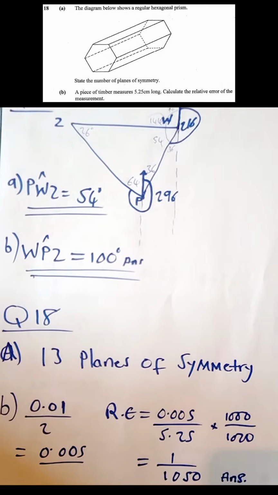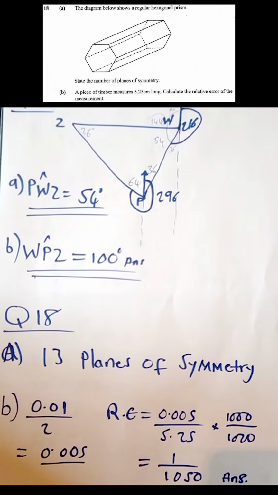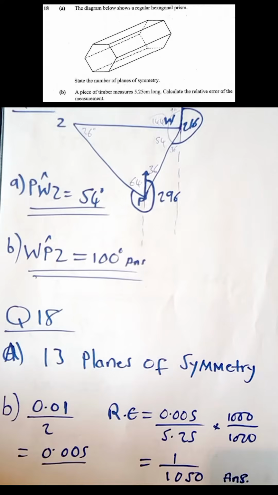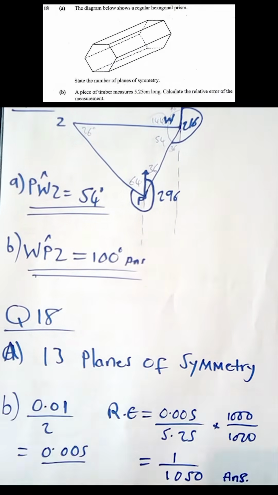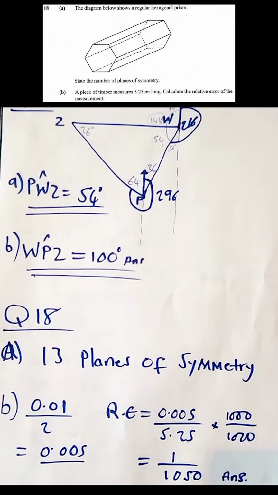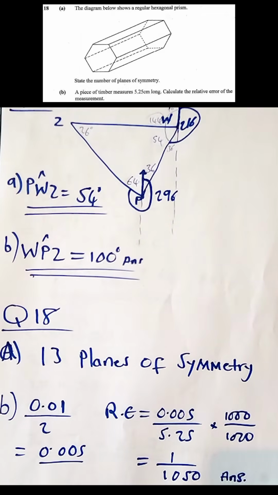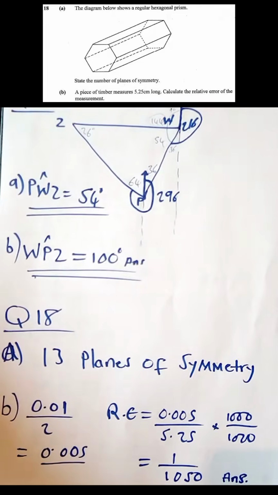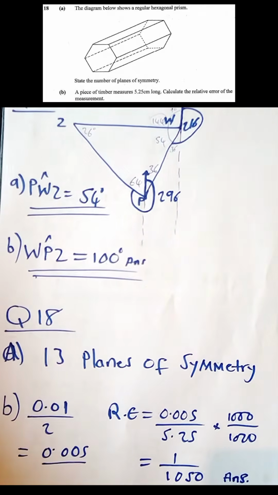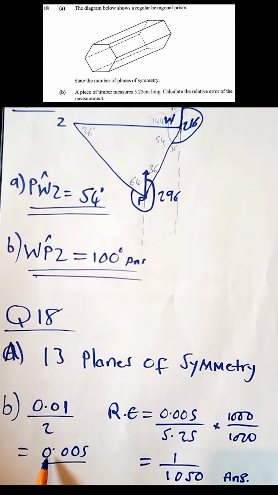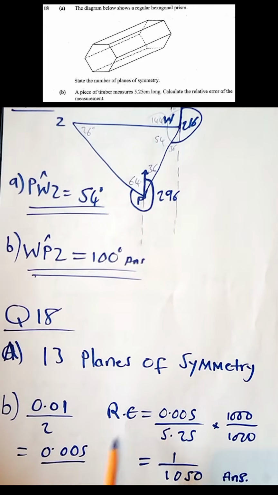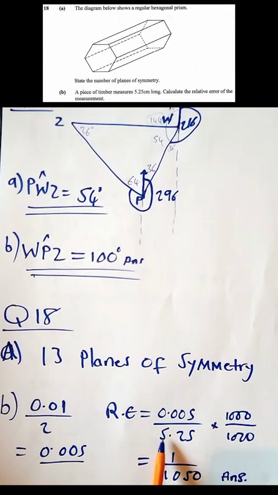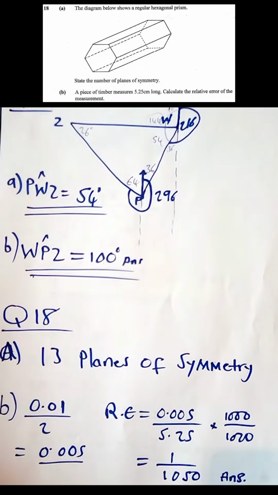We come to question number B. A piece of timber measures 5.25 centimeters long. Calculate the relative error of the measurement. So relative error is equal to absolute error divided by true measure. To find the absolute error, that is 0.01, you divide by 2, then you get 0.05. So relative error will be equal to 0.05 divided by 5.25.